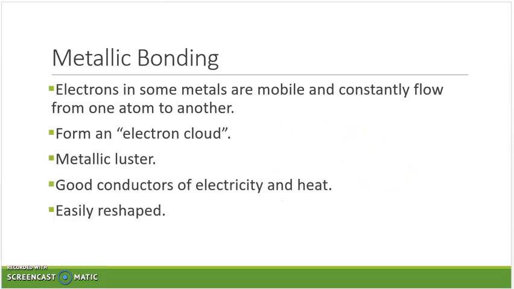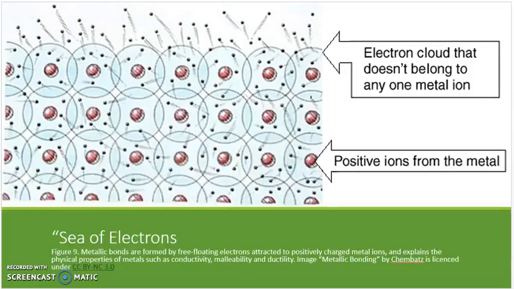Metallic bonding also involves electron sharing, but in a much more extreme way than we see in covalent bonds. Electrons in the outermost orbitals of metals such as gold, silver, and copper move readily and easily between atoms and form an electron cloud. This electron mobility accounts for the metallic luster or shininess of metals and also their good electrical and thermal conductivity. Here we see negatively charged electrons forming a free-floating cloud around the positive metal ions. They don't belong to any one metal ion.